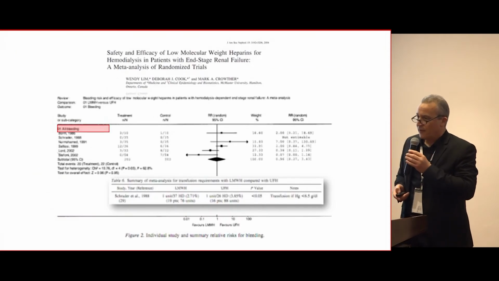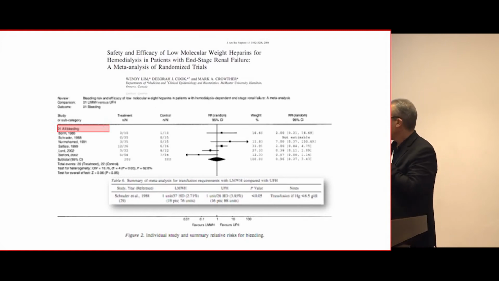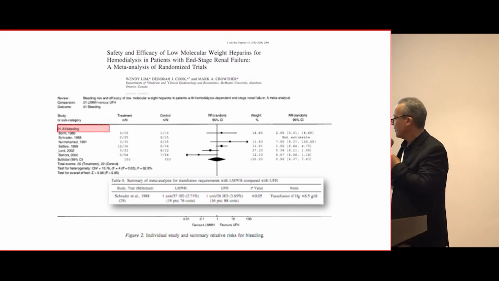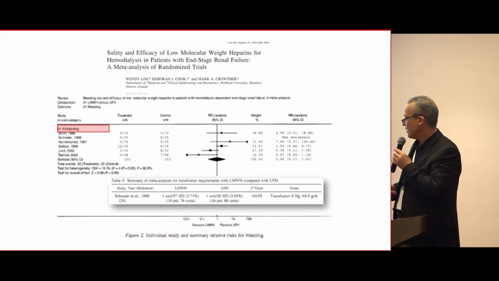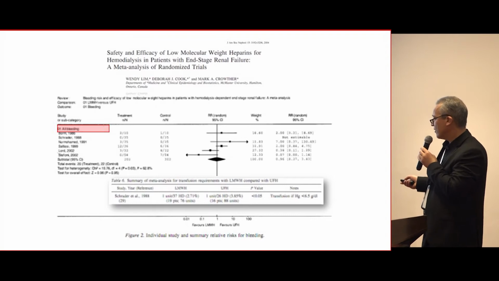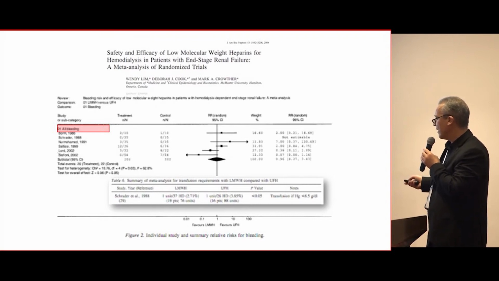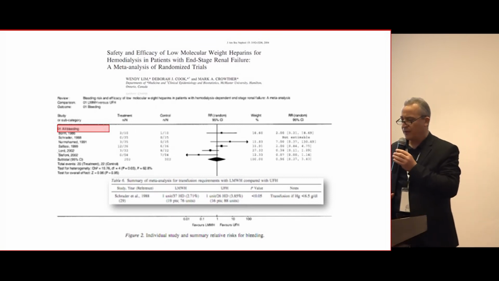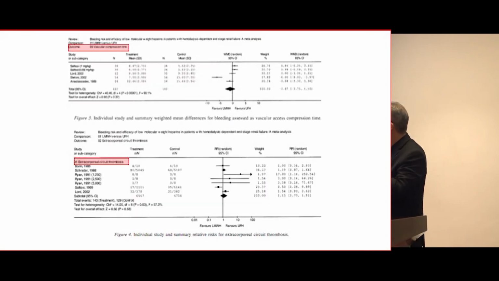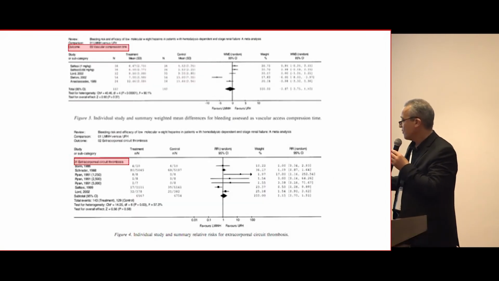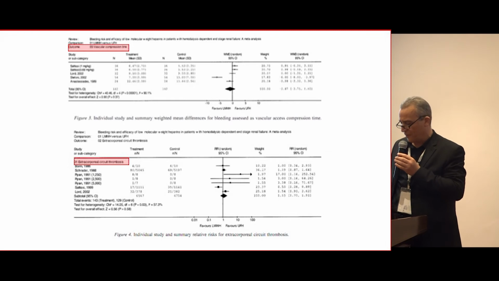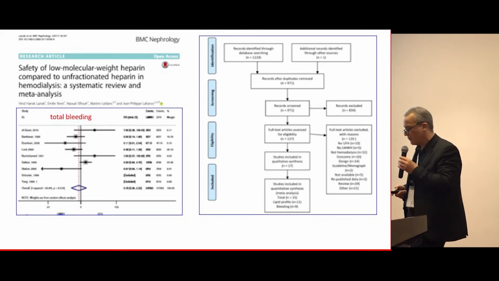What about the studies now? I will show you two reviews comparing low molecular weight heparin and unfractionated heparin. Regarding bleeding, there is no difference in this meta-analysis, but the advantage is especially regarding transfusion requirement, which is less with low molecular weight heparin than with unfractionated heparin use. Also, the vascular compression time is the same. The extracorporeal thrombosis is the same. So there is no difference apart from blood transfusion in this meta-analysis.